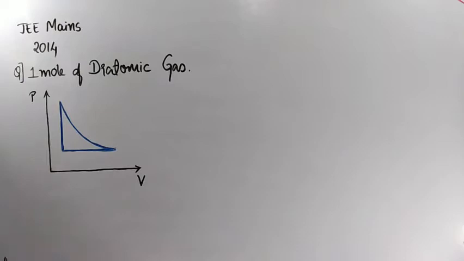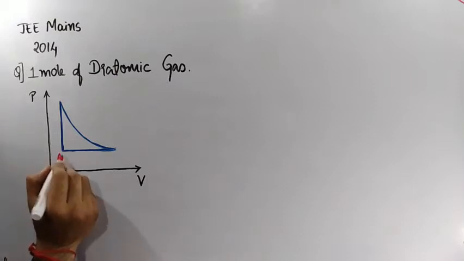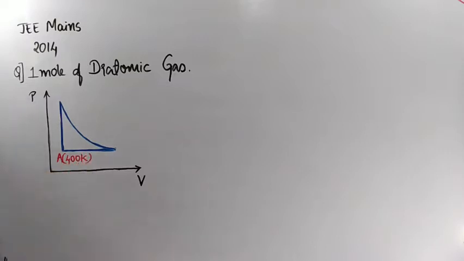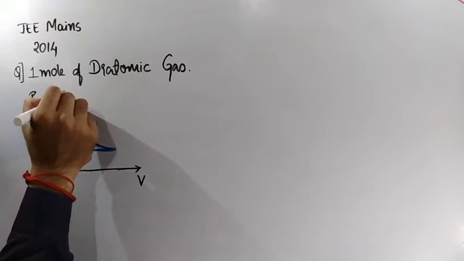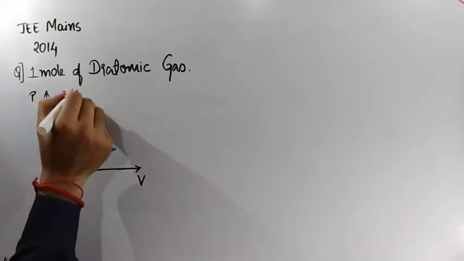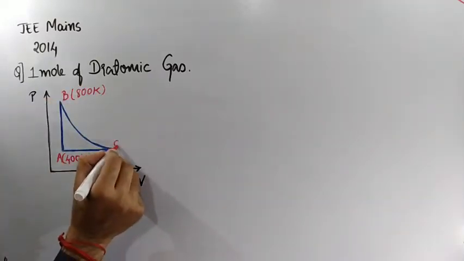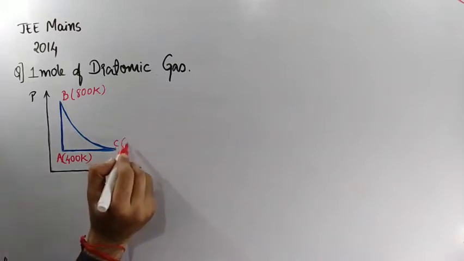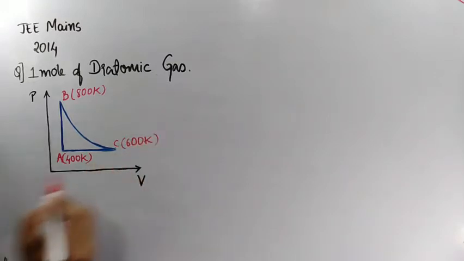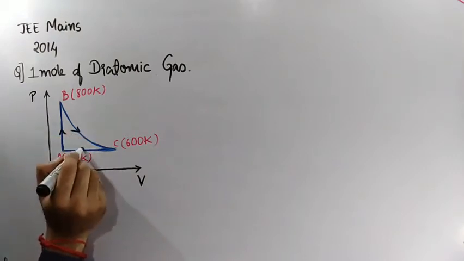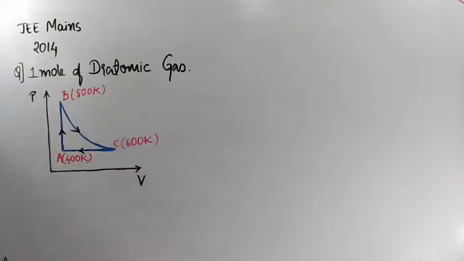Here they told that this point is A, and the temperature here is 400 Kelvin. This point is B, and B is 800 Kelvin. And this point C, and the temperature given is 600 Kelvin. And the arrow mark they had shown is in the clockwise direction, the way a clock rotates.